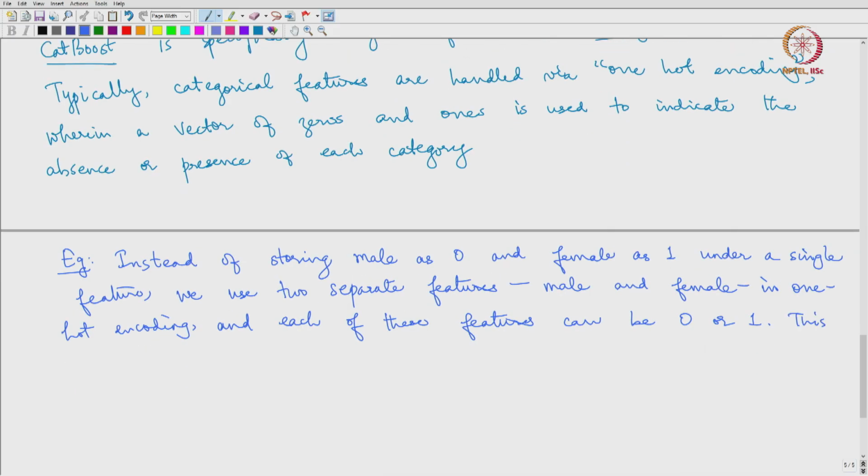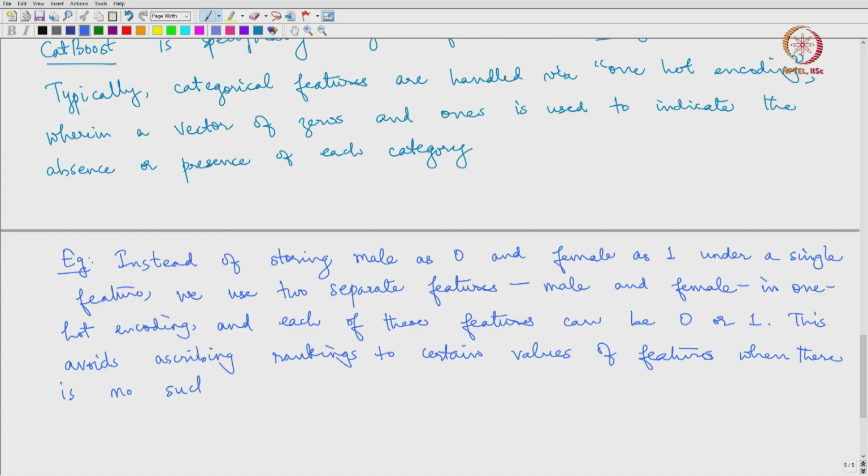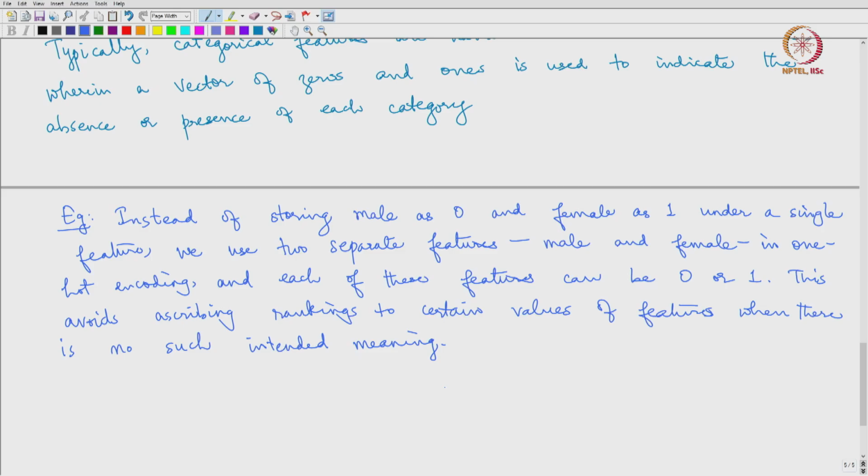Okay. So, this avoids ascribing rankings to certain values of features when there is no such intended meaning, right. In the example of the cars that I mentioned, every car type could be a feature, right. You could ask whether it is an SUV, and then that could be 0 or 1, then you could ask if it is a sedan, that could be a 0 or a 1, and then you could ask whether it is a pickup truck, it could be 0, 1, and so on and so forth, instead of having just one feature called type of car, where 0 is SUV, 1 is sedan, 2 is pickup truck, 3 is some other category, and so on and so forth.